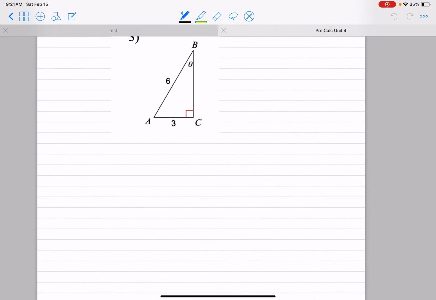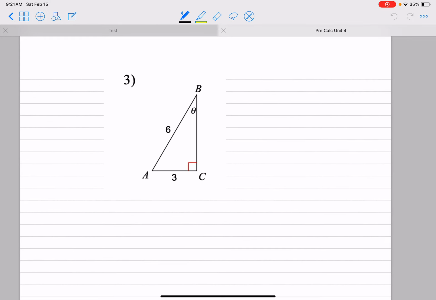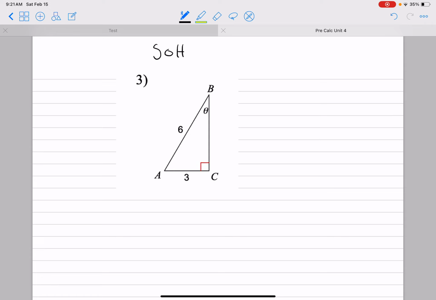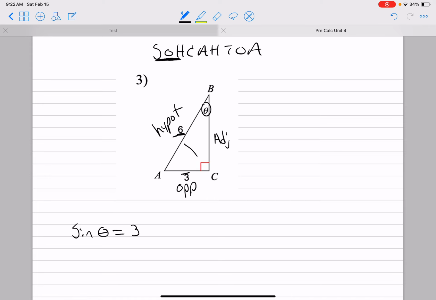All right, last one. Do number 3. Go ahead and do it right now, before I do it. Cool. So you did it. This is the hypotenuse. Theta is here, so this is opposite. This is adjacent. I need the hypotenuse and the opposite. Sine, opposite over hypotenuse. So the sine of theta equals the opposite 3 over the hypotenuse 6. That's 1/2. Sine of theta equals 0.5.